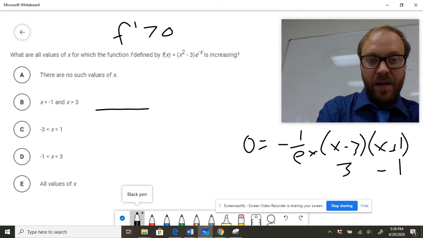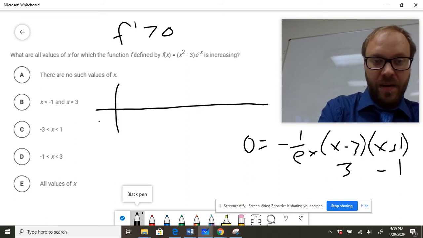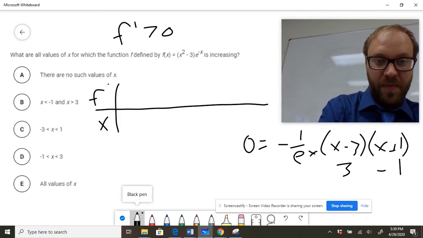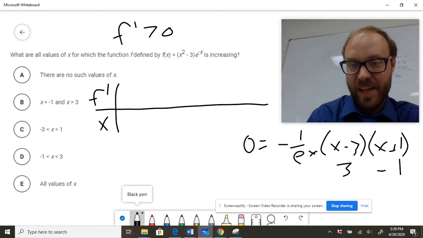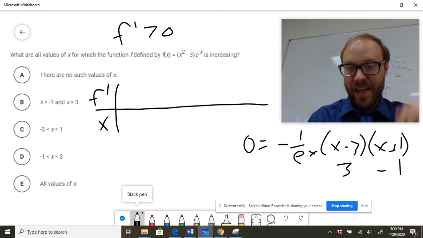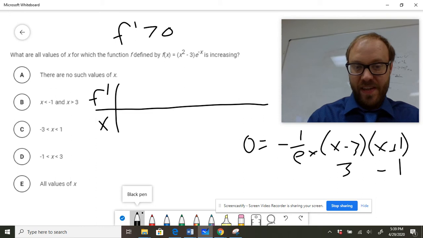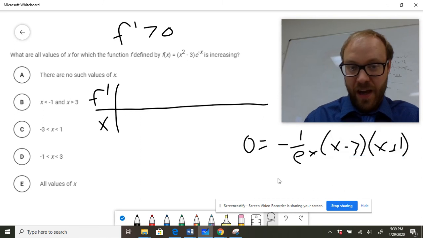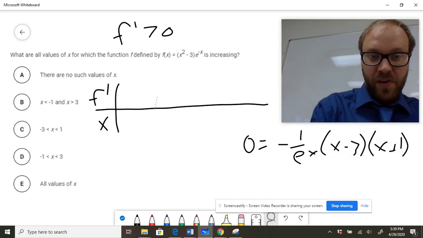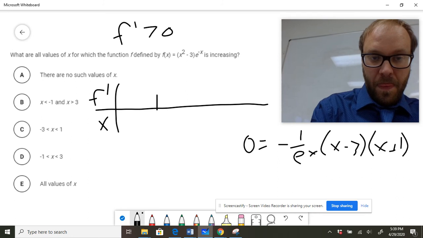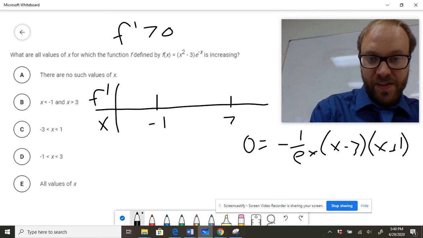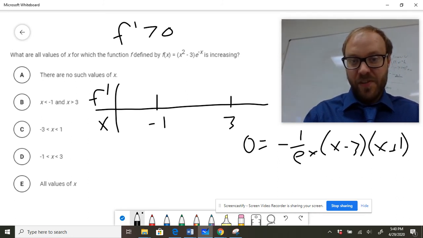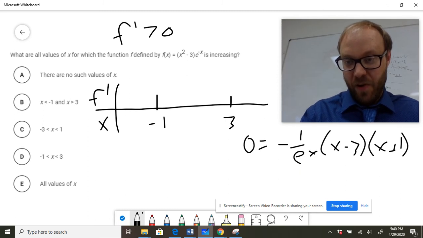So at this point, I usually like to make a number line with x and f prime. And remember, you just care about the sign of f prime. You don't have to get exact values. So I like to substitute some points into the factored version of the equation. I think that's usually going to be the easiest to work with here. So our critical values are at negative 1 and positive 3.